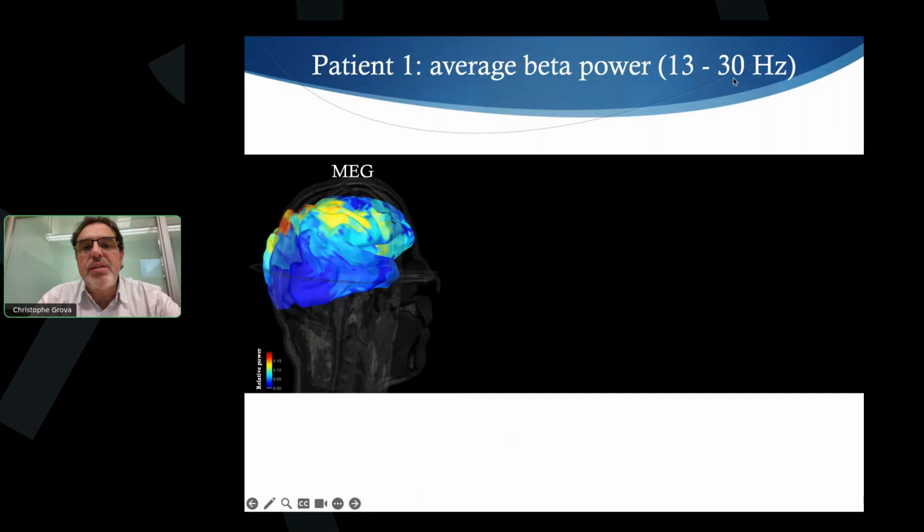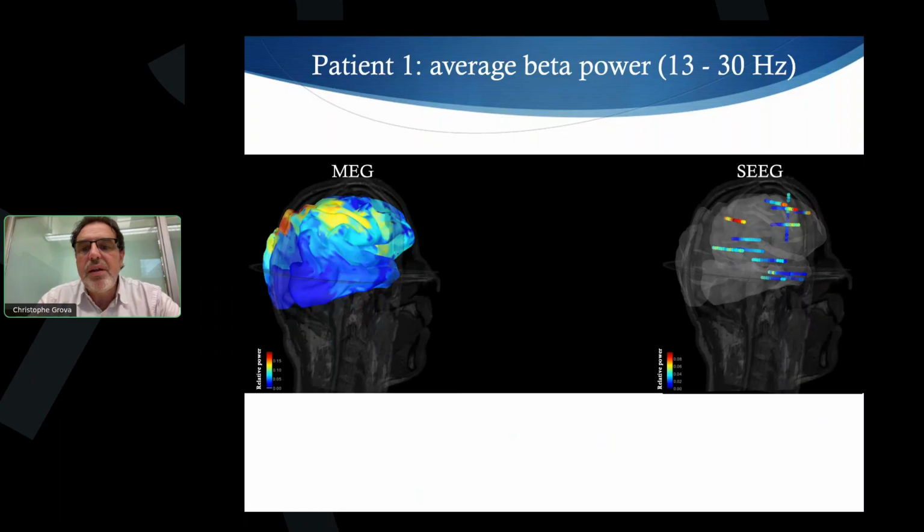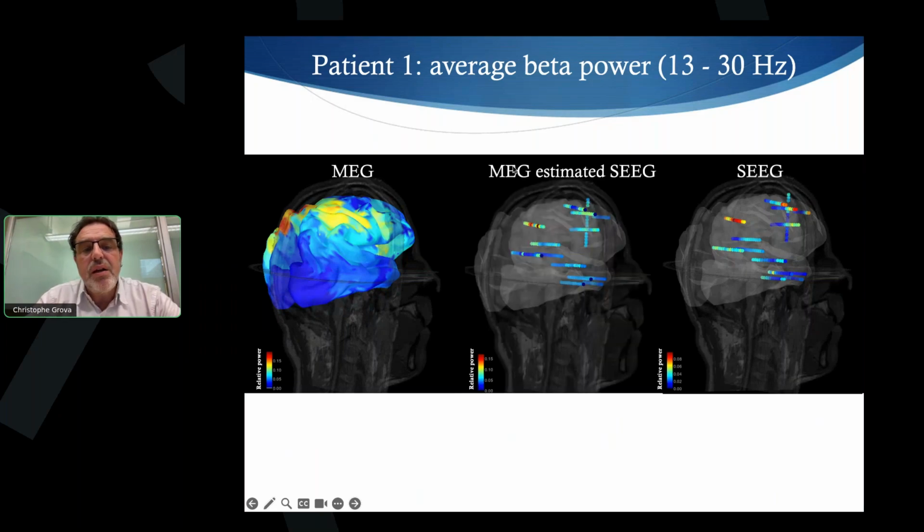Then we looked at resting state in the beta band. So here it was beta power. You see nicely the power in the central sulcus during beta activity. This is the power recorded in SEEG. Of course, the central region was not covered, but this is what we could get. And this is what we get from the MEG. Here we have a correlation of 0.5, which was quite good.